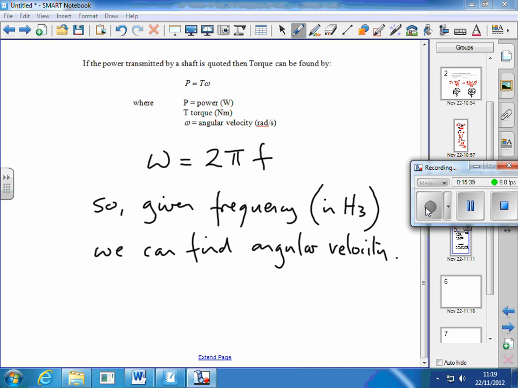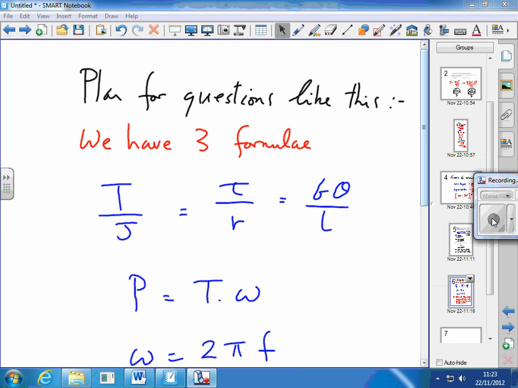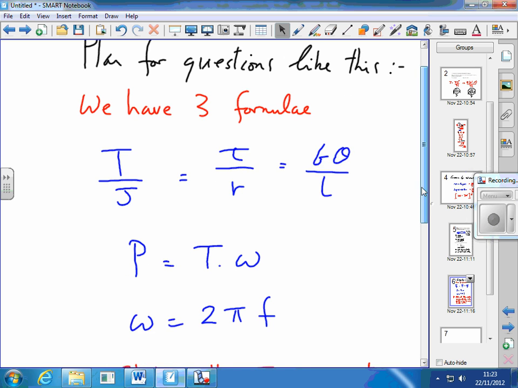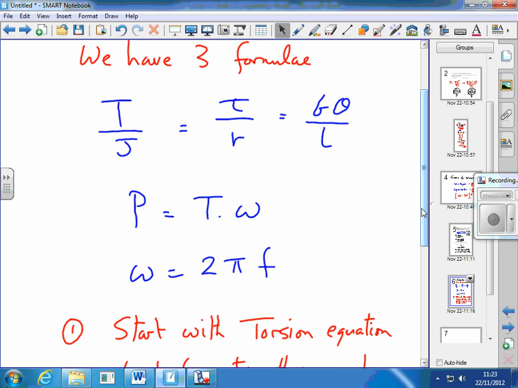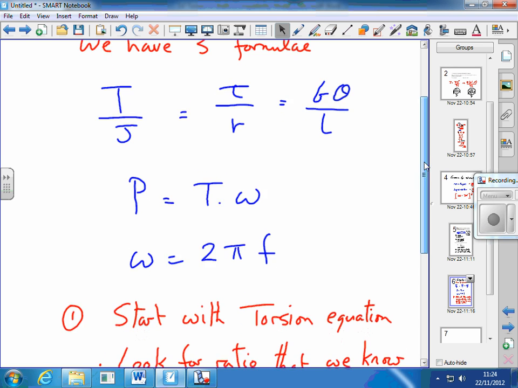So we've got a few formulae we've got to use now. We've got the torsion equation, this power equation that relates power and torque, and also knowledge of what we mean by angular velocity in terms of the frequency of something that's rotating. So a plan for questions like this, because it can get quite complicated as we've got three formulae here that come in. Having these three formulae together will be useful to help you see your way through it.